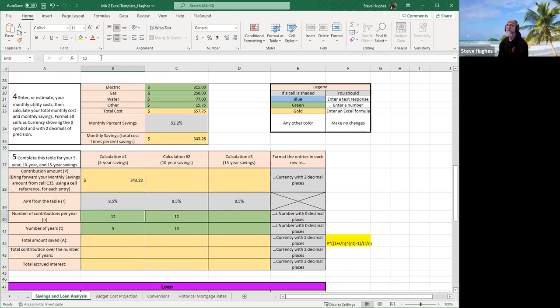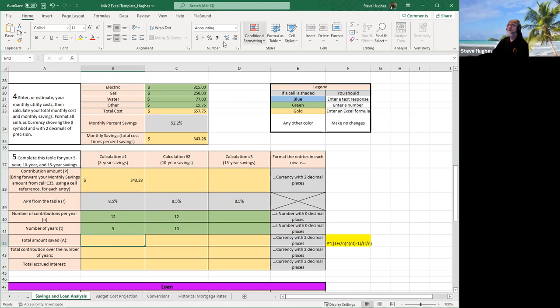All right, so I have entered in the number of contributions per year, which is 12, the number of years, which is 5. So I'm doing this for 5, 10, and 15 years. It's monthly each time. So the only thing that's going to change is row 41, 5, 10, 15 to match row 37. Now I need to calculate the total amount that I will save over a span of 5 years if I invest that monthly amount at a rate of 8.5% for 5 years.